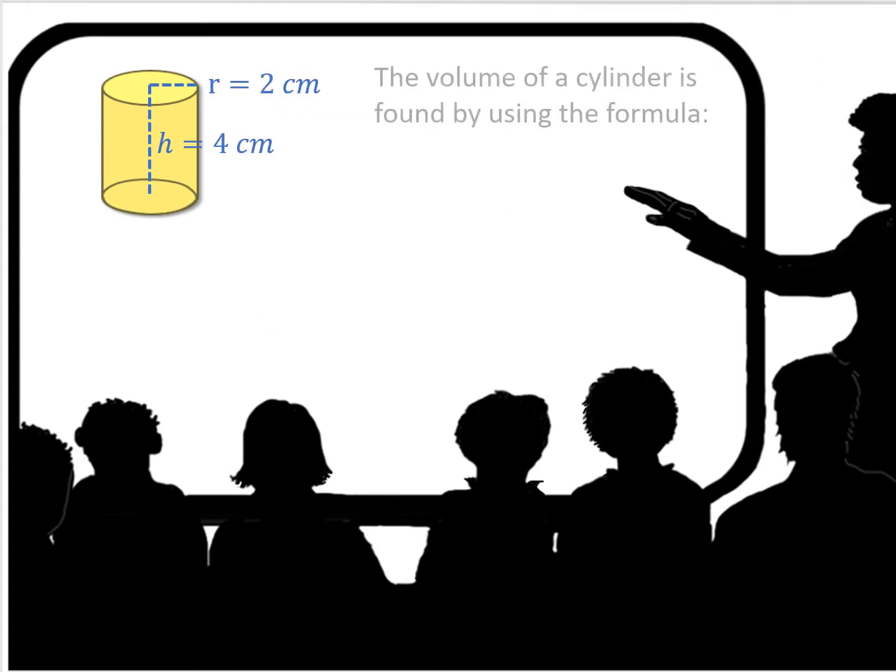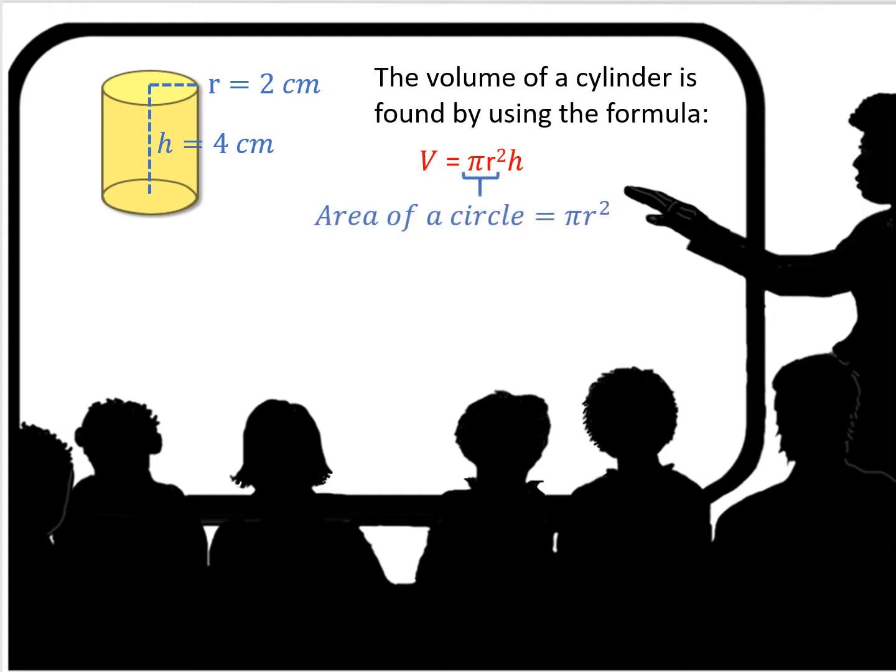Now taking a look at this cylinder, the volume of a cylinder is found by using the formula V equals pi r squared h. You'll notice that pi r squared is the area of a circle. That's considered the base of this cylinder. It's the top and the bottom, so the two bases.